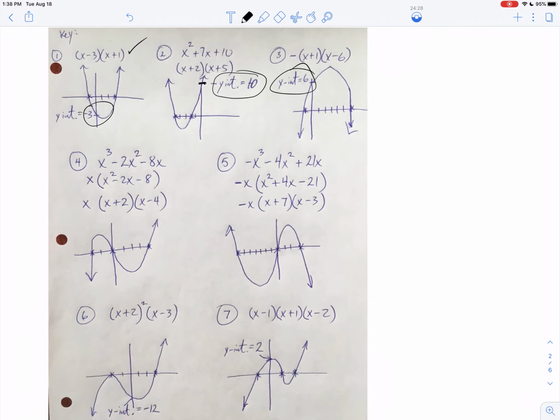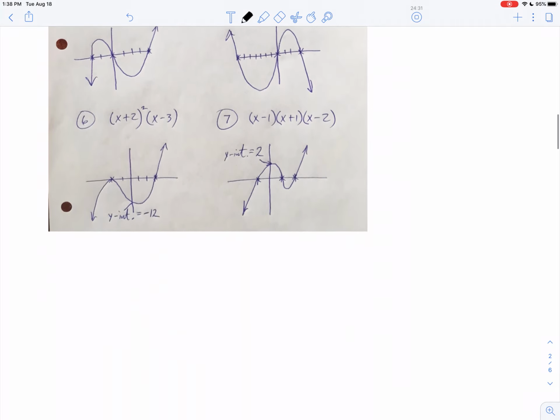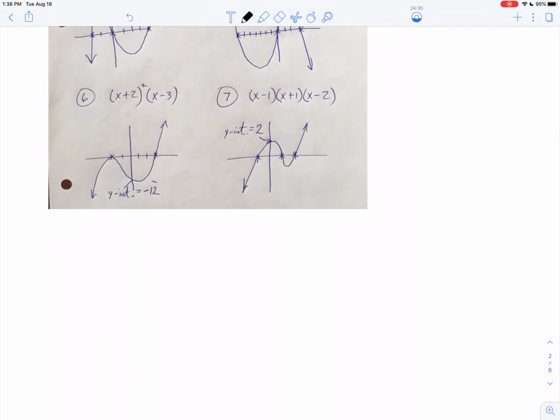Here, I just called that 6. It crossed at 6. But you'll see, like, down here, this one crosses at negative 12. Did I make 12 dashes on the y-axis? No. Just mark it and label it for me. Tell me what it would be.